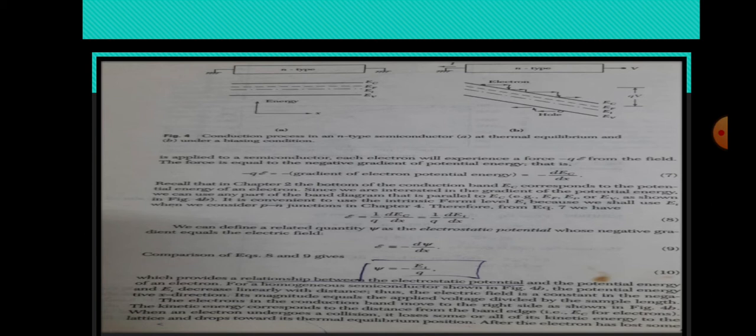The bottom of the conduction band Ec corresponds to the potential energy of an electron. Since we are interested in the gradient of the potential energy, we can use any part of the band diagram that is parallel to Ec, that is Ef, Ei or Ev, as we have shown in figure 4b. It is convenient to use the intrinsic Fermi level Ei because we shall use Ei when we consider p-n junctions. Therefore, the electric field E is equal to 1 by q dEc by dx, which is equal to 1 by q dEi by dx.